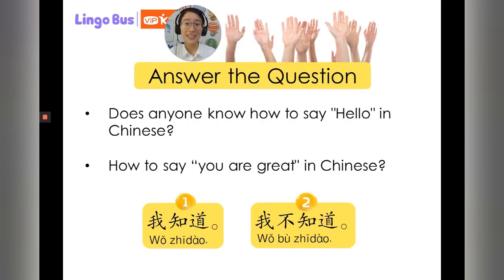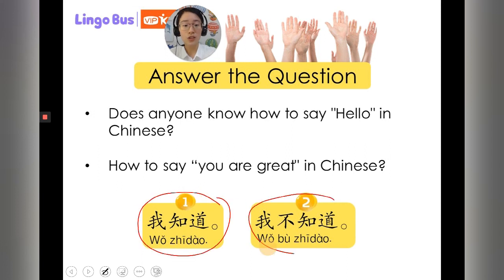Now let's wrap up today's lesson by looking at these two questions. You're going to use one of the following sentences to answer these two questions. You can say 我知道, I know, or 我不知道, I don't know. Okay, the first question is, does anyone know how to say hello in Chinese? Do you know the answer? If you know the answer, you can say 我知道. If you don't know the answer, you can say 我不知道. Okay, so hello in Chinese is 你好.